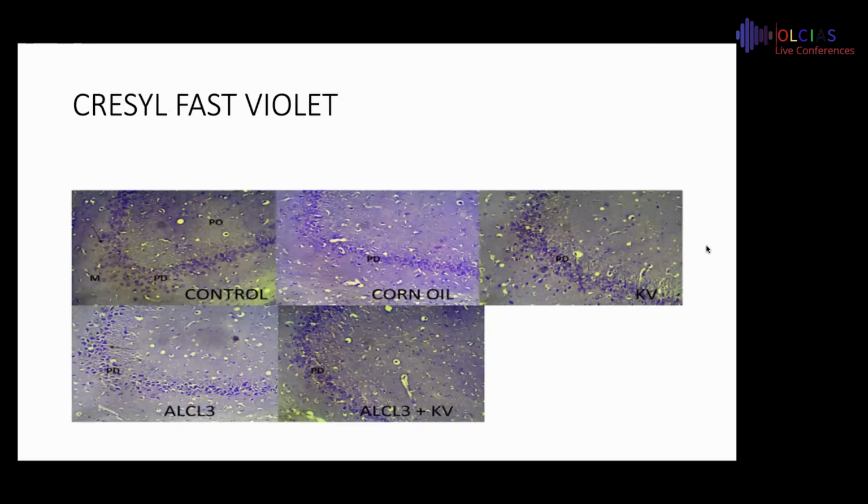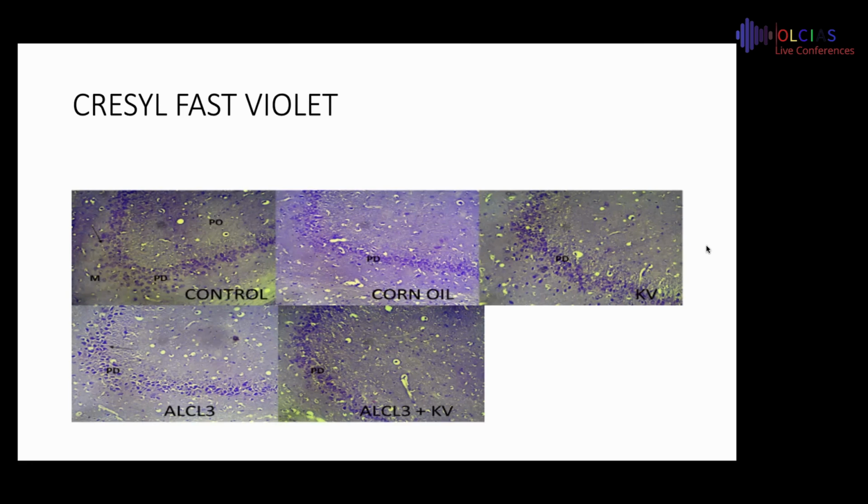The cresyl violet stain shows us the Nissl bodies in the neurons. From the control group, they also have 3 layers: the PO, the PD, and the M that I explained earlier. And you can see here that they have well-stained Nissl bodies in the pyramidal layer, which makes their neurons distinguishable. But for the aluminum chloride group, compared to the control group, you can see that they have poorly stained Nissl bodies with chromatolysis. Chromatolysis is a reactive change that occurs in the cell body of damaged neurons.